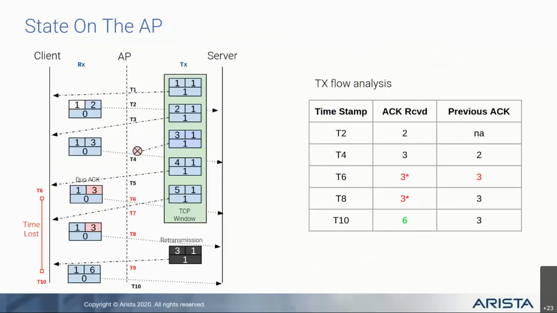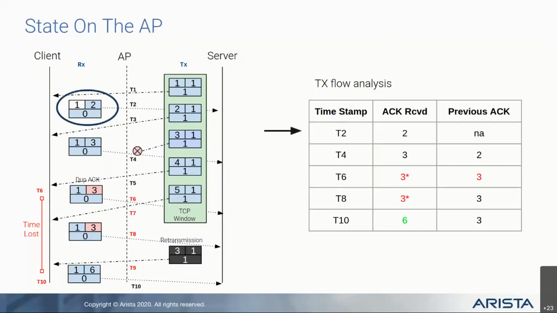So how will the AP look at this? It is pretty straightforward. As I mentioned, all you need to do is keep track of the last acknowledgement you have seen on your network. So what we do for that is we try to maintain state for two directions, that is both TX and RX. So TX is the data being sent from the client to the server. So I just showed what state is being maintained on the access point at this point.